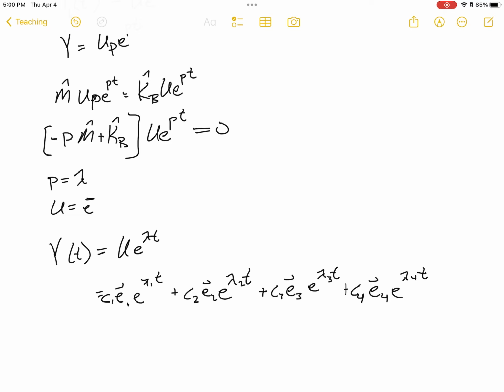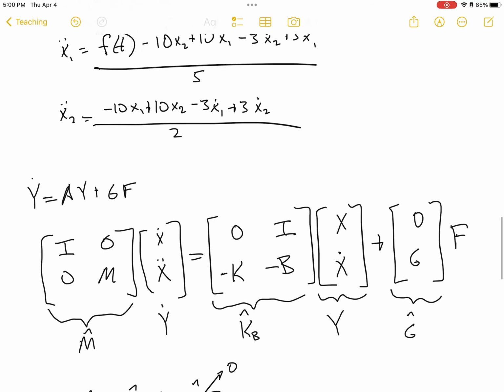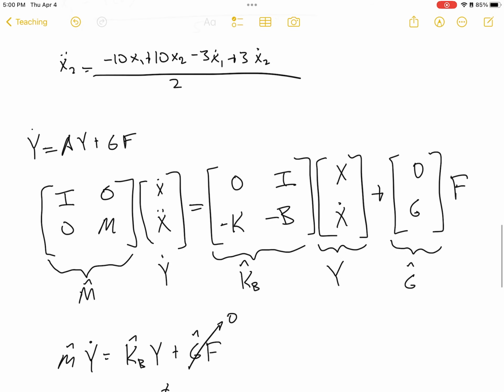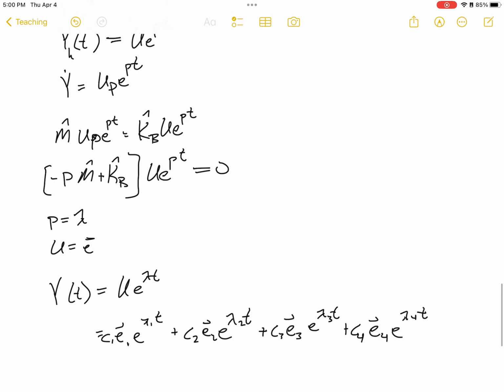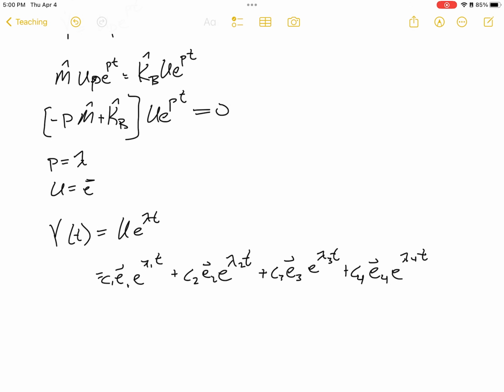And that's how you would solve a coupled system with damping using state space representation. And we'll end that video there.